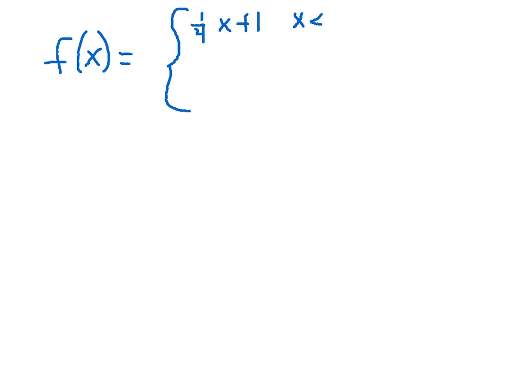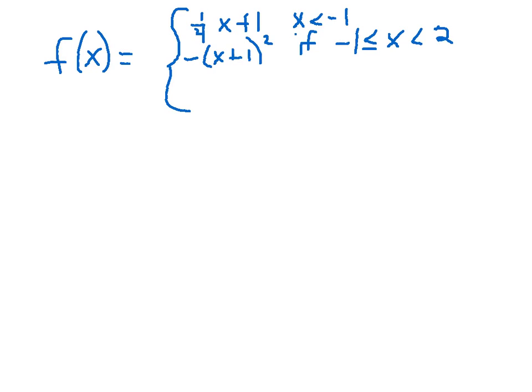Let me move this out of the way. This time we're going to have a little bit bigger piecewise. Alright, the first part is f of x is going to equal 1/4 x plus 1 for what values? Only if x is less than -1. F of x is going to equal the opposite of x plus 1 squared for what values? If x is equal to or bigger than -1 but less than 2.